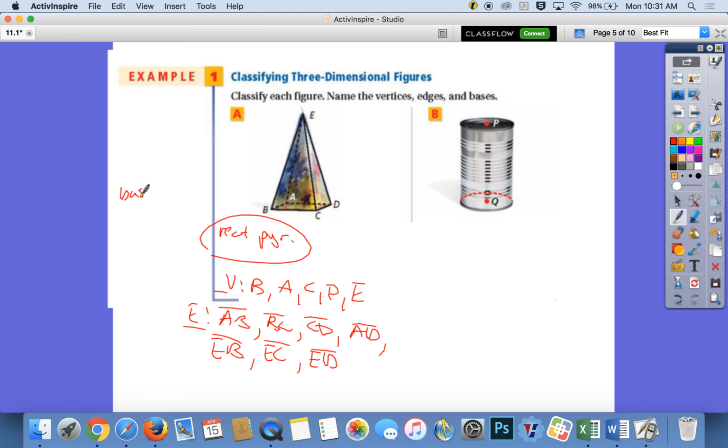And then the base is going to be named rectangle ABCD, or whatever order you want to go, as long as you go consecutive. You can say BCA, for example.